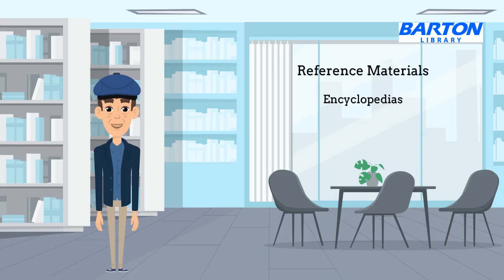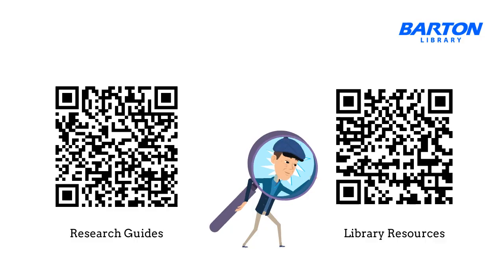Encyclopedias can provide an overview of the basic facts on a topic. They are typically published by a company that specializes in the format, such as Encyclopedia Britannica. Print copies may go out of date, but electronic versions are updated on a regular basis. The Barton Library has numerous encyclopedias in its reference collection and subscribes to several electronic encyclopedias, which can be found in the research guides or on the library resources webpage. If needed, hit pause and scan the QR codes for these two resources.